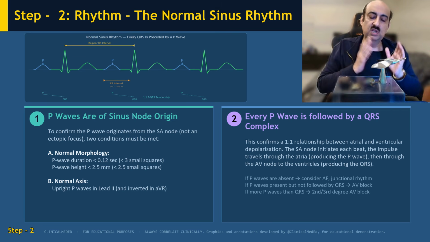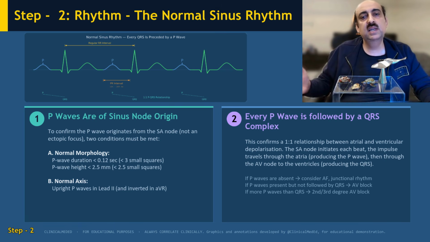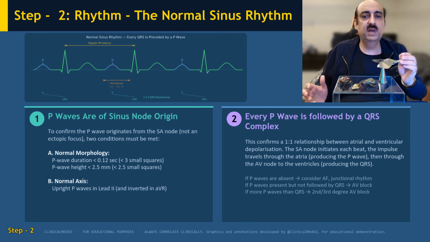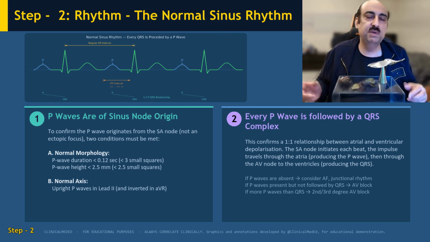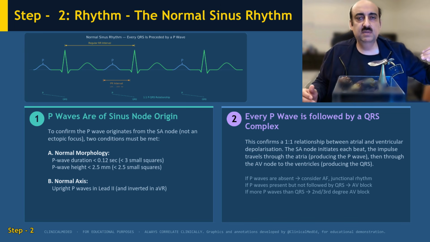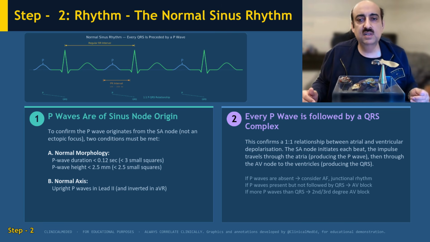Now, once the P wave is present, it doesn't mean that it's a normal sinus rhythm, because then the second condition has to be met, which means that every P wave is followed by a QRS complex. And hence the relation should be a 1-to-1 relationship between atrial depolarization and ventricular depolarization, which means the electrical impulse is being conducted from the atria through the AV node to the ventricles. And this impulse means that this is the sinus origin.